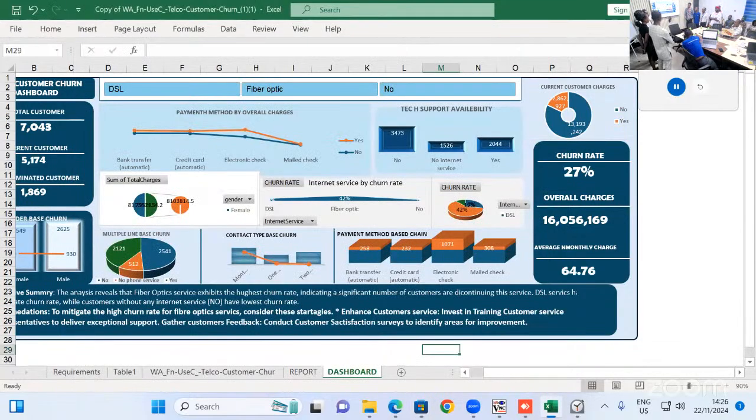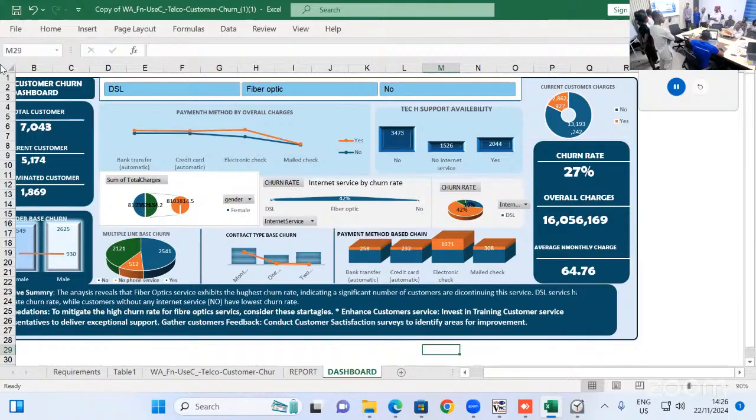From the dashboard, we have the telephone customer churn data set given to us. We are able to get the total number of customers, which is 7,043. Current customers working with this telecommunication company are 5,174.